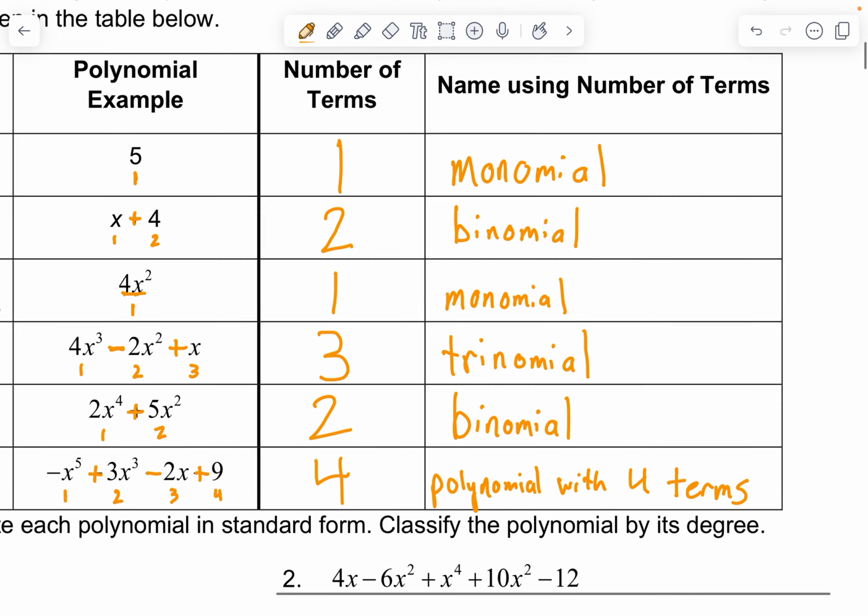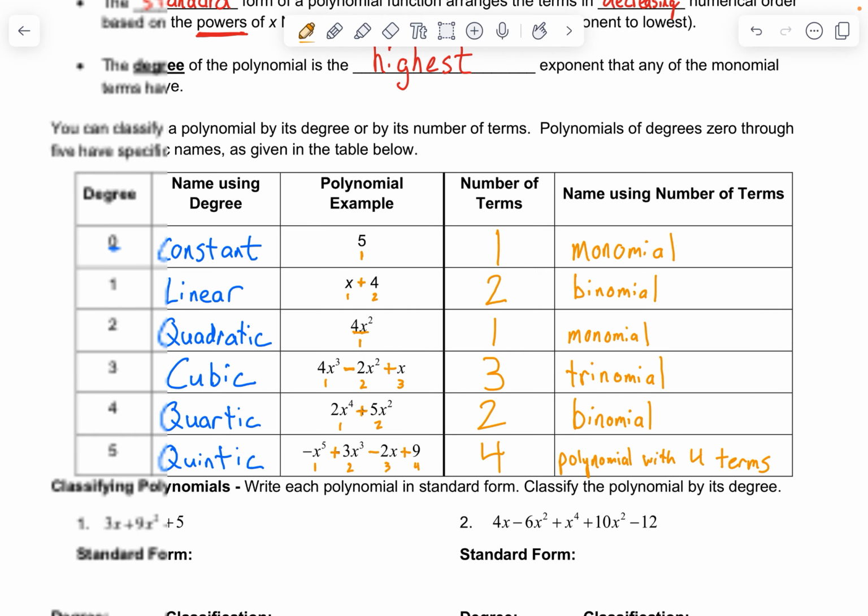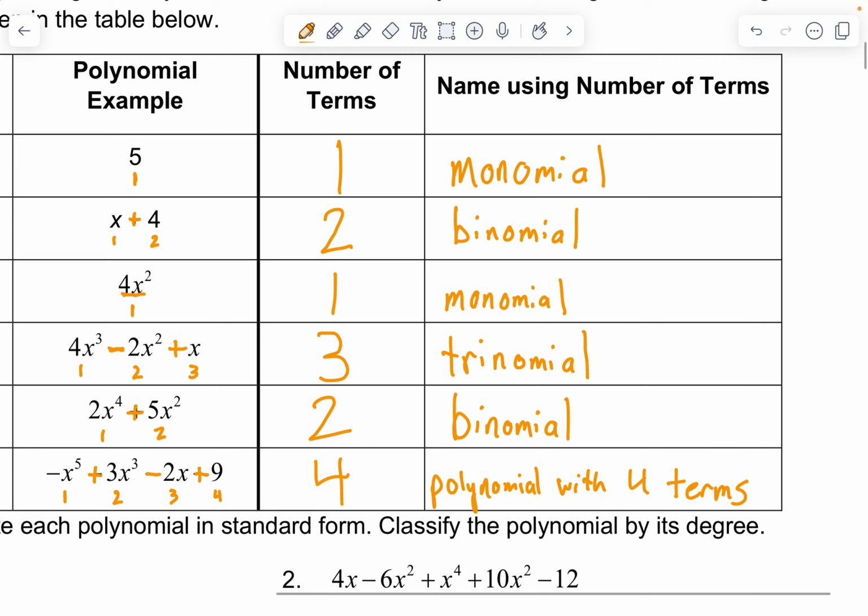And so we'll do the same thing. If we come across a polynomial with 5 terms, 6 terms, okay, you just call it a polynomial with 5 terms, polynomial with 6 terms. We're just going to do that for our class. We're mainly going to focus on monomials, binomials, trinomials, because those are going to be the ones that we probably see the most.